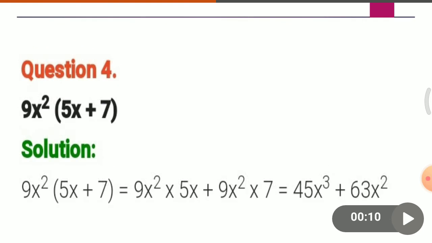Now question number 3rd. 9x square multiply 5x plus 7. So you write in expanded form, 9x square multiply 5x plus 9x square multiply 7. After that you multiply 9 5s are 45, x power 2 and x power 1, so x power 3, and plus 9 7s are 63 x square. The answer is 45x cube plus 63x square.